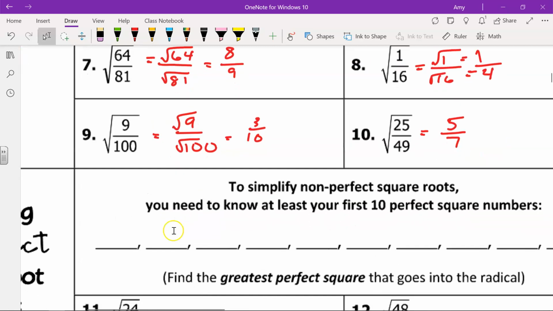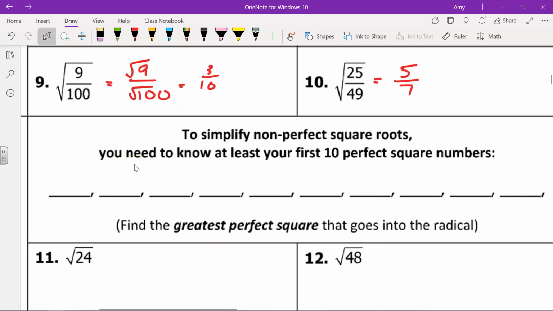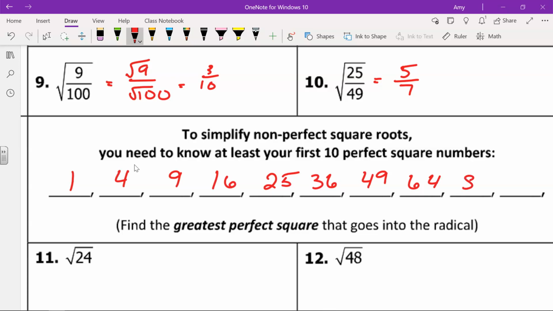Now you notice that I did that pretty quickly. That is because I have memorized my smaller perfect squares, like 1, 4, 9, 16, 25, 36, 49, 64, 81, and 100. You need to know these. If you don't have them memorized, then at the top of your papers, you should be writing down those values because we're going to use them to simplify our expressions.